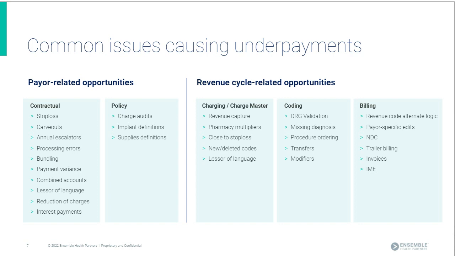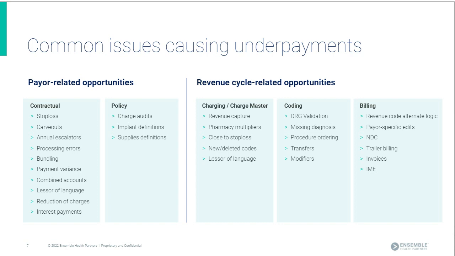everything you see under the charging charge master piece could impact your reimbursement. Are you looking at those claims that are close to stop loss to see if you can add a few more dollars to that account to hit a stop loss? Are you checking every year, every quarter, looking for new and deleted codes? Are you checking your charge master to ensure your charges are where they should be in regards to lesser of language? Those are all things we should take a look at to see if there's different opportunity.